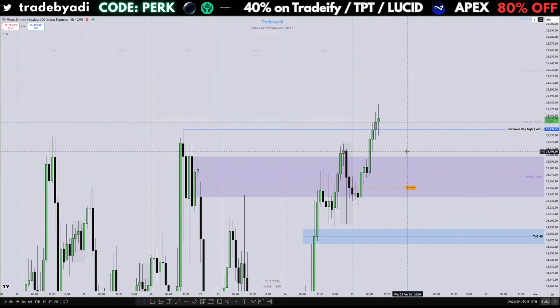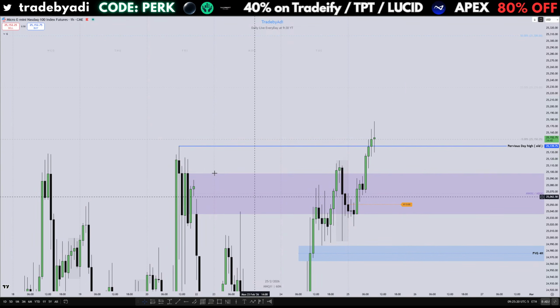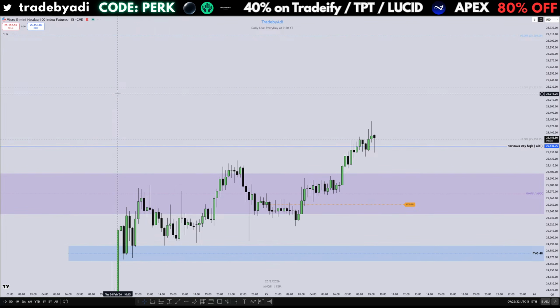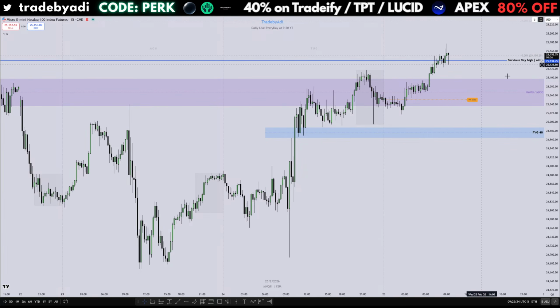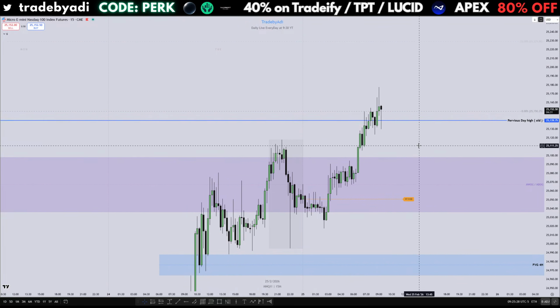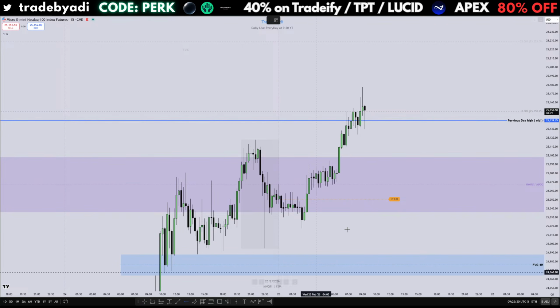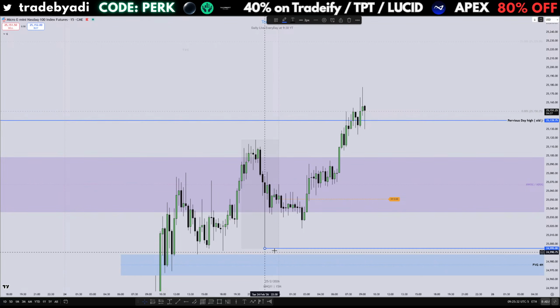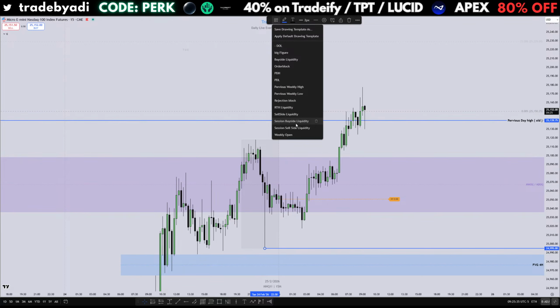And also you have to keep in mind that we don't have any high impact news or medium impact news today. On the 15 minute, I will mark the failure swings also. So I'm not going to keep any hard bias or directional bias.